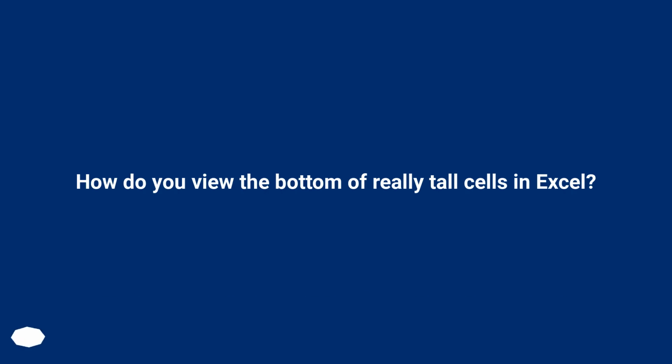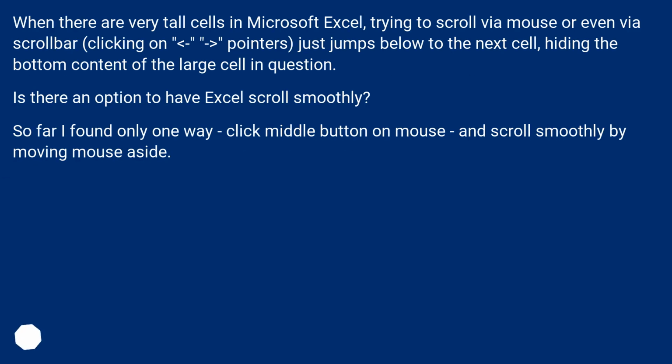How do you view the bottom of really tall cells in Excel? When there are very tall cells in Microsoft Excel, trying to scroll via mouse or even via scroll bar, clicking on the left and right pointers just jumps below to the next cell, hiding the bottom content of the large cell in question. Is there an option to have Excel scroll smoothly? So far I found only one way: click the middle button on the mouse, and scroll smoothly by moving the mouse aside.